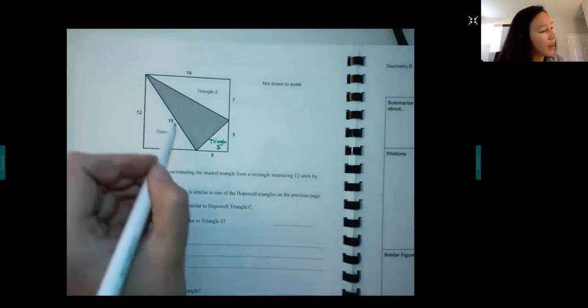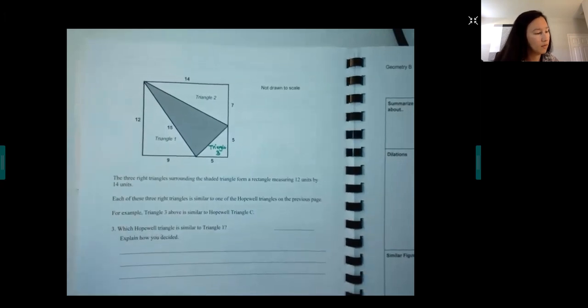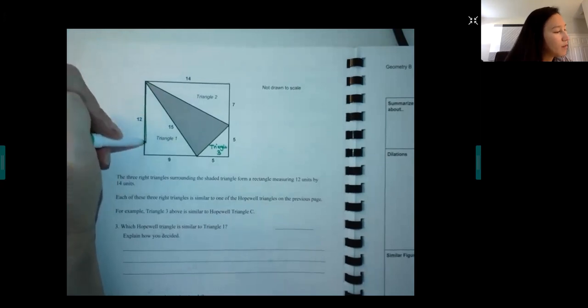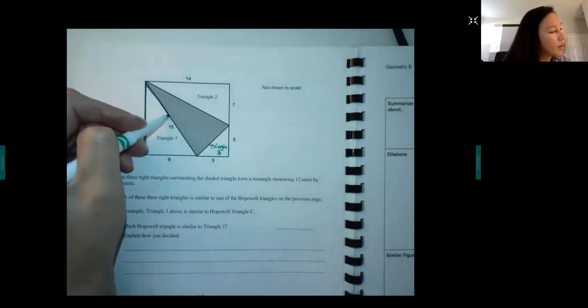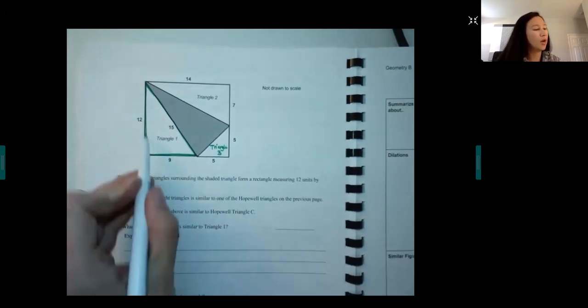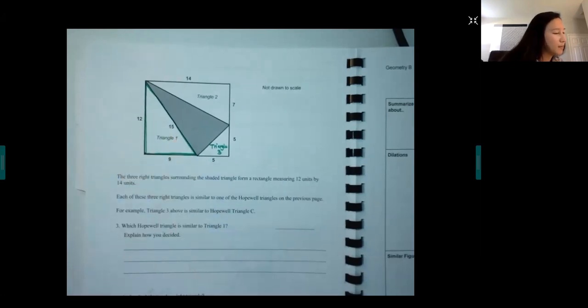Okay, so number 3 asks, which Hopewell triangle is similar to triangle 1? So here's triangle 1. Its sides are 9, 12, and 15. So looking at this triangle, go ahead and flip back and see which triangle is similar on the first page to this triangle 1 with sides of 9, 12, and 15, and then send it to me in the chat.